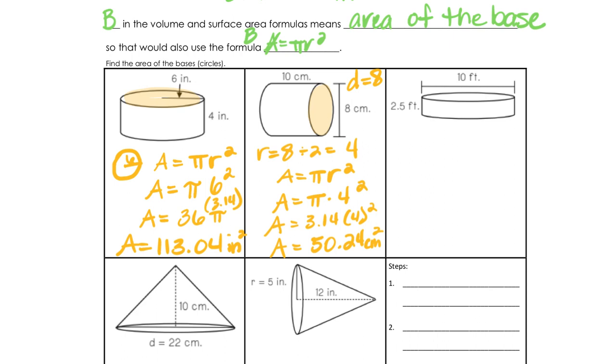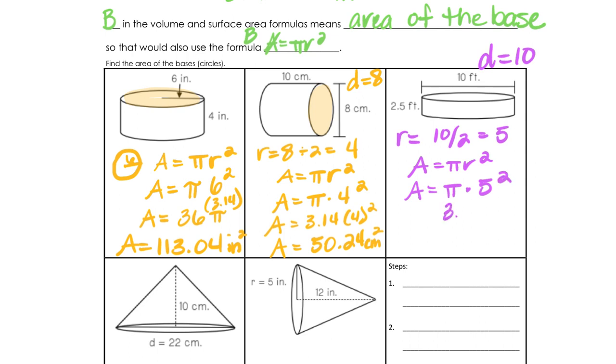All right, let's try the next one. In this case, again, we're given a diameter, which is 10. To find our radius, we're going to divide that by 2. So this would be 5 for our radius. Again, putting this all into Desmos is an okay thing to do. So our area in this case would be 78.5 feet squared.